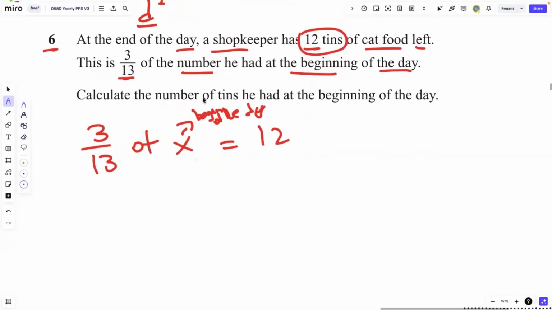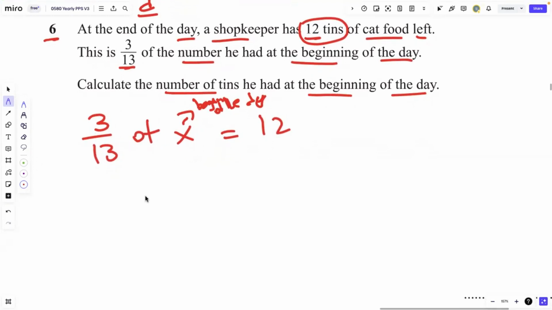We do not know now. Calculate the number of tins he had at the beginning of the day. So we are actually supposed to solve for x here. By the way, "of" implies it's actually being multiplied. So I'll just write it like this.